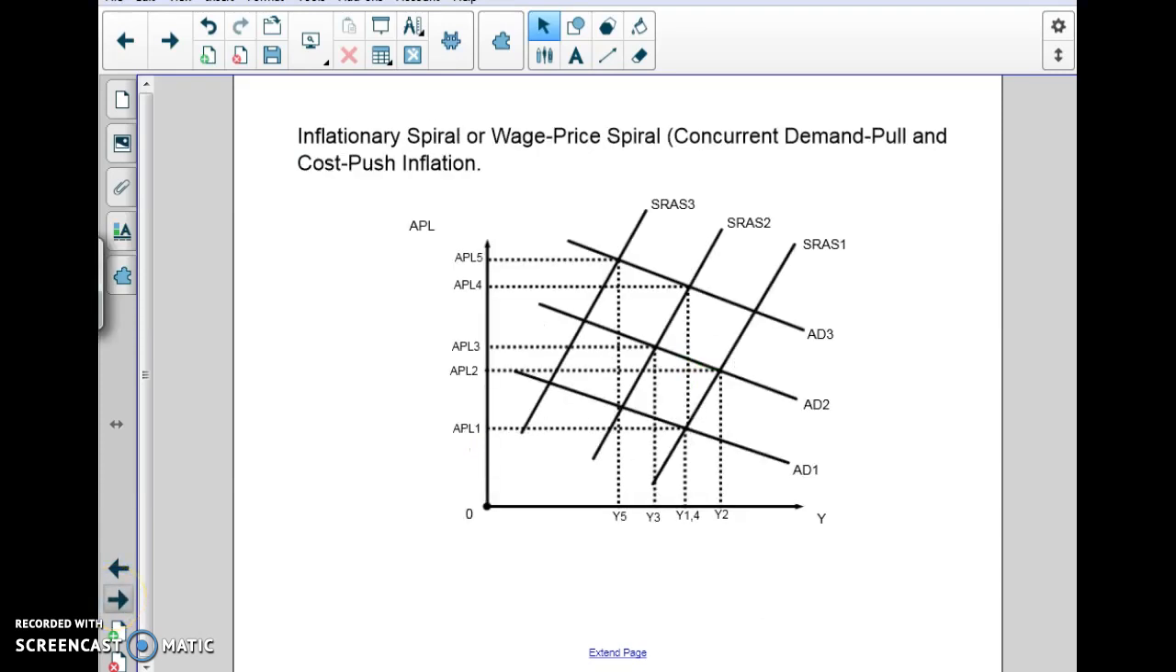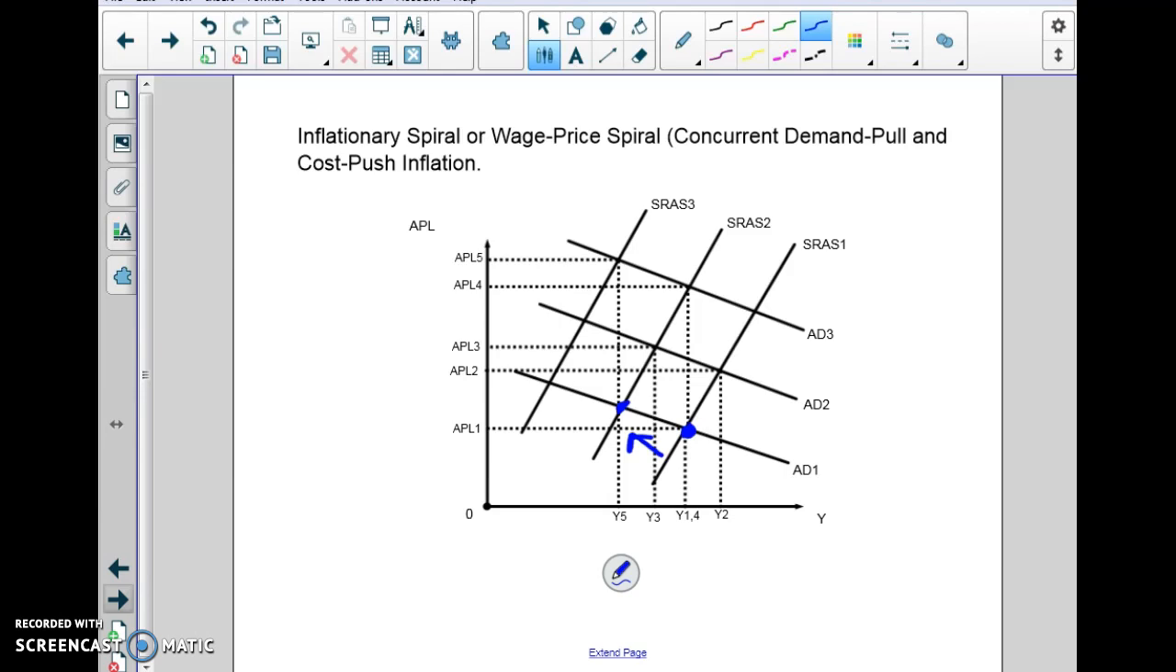Now this one, don't get blown away by this. It's not really as complicated as it looks. This is called the inflationary spiral or the wage price spiral. And it's basically saying that one type of inflation will cause the other type of inflation. So let's say, for example, we are here where AD1 and SRAS1 intersect. And let's say there's a major increase in oil. Okay? Now, when those oil costs go up, you're going to have a negative supply shock. SRAS is going to go to the left. That's going to cause cost push inflation.